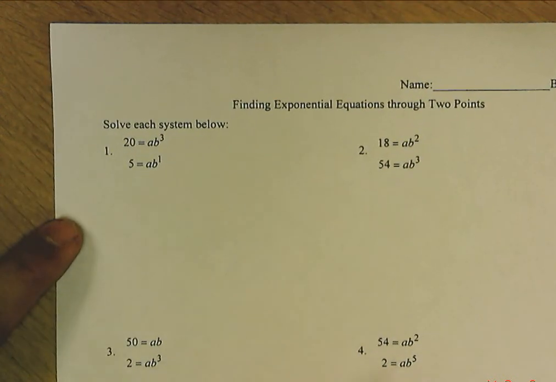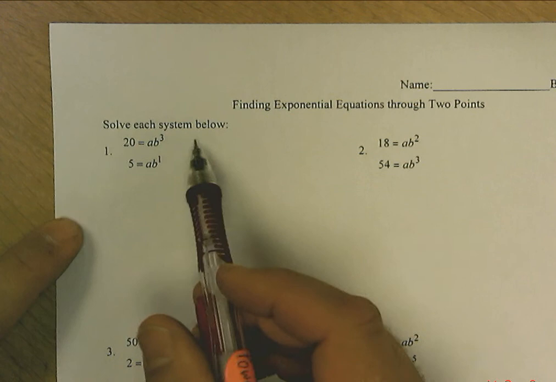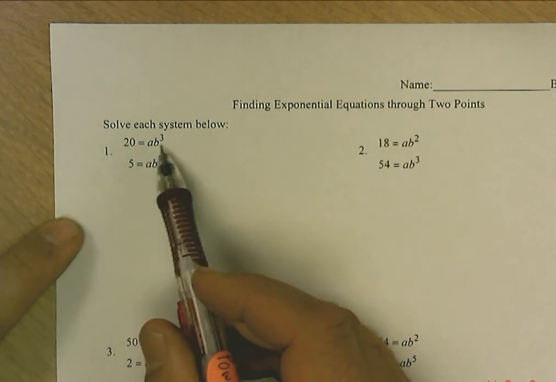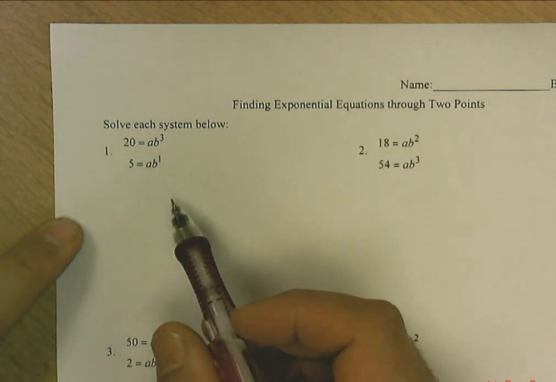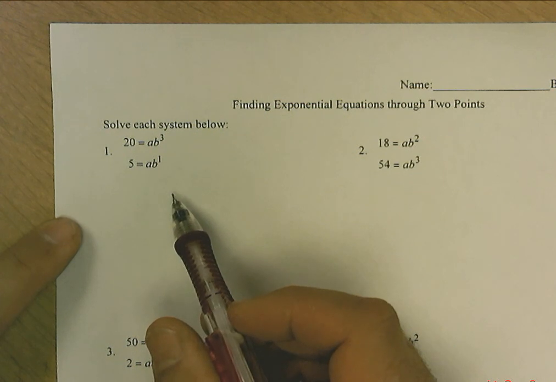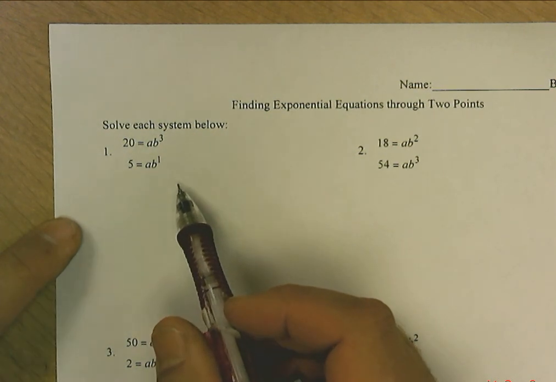Alright, hopefully you have the handout now. We're going to solve this system, so that means we're finding the a and the b. We're going to do it by substitution. I want to get the a all by himself.